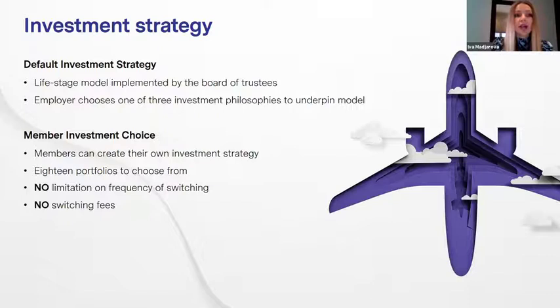We do appreciate that the life stage model will work for the majority of members, but there are some members that may have individual circumstances and their own individual preferences, and for that reason, member investment choice is available. So at any stage, a member can opt out of the life stage model and invest into one of the 18 portfolios that we provide as member investment choice. Members are also able to switch their investments at any time, and the fund will not charge them any additional fees for switching.